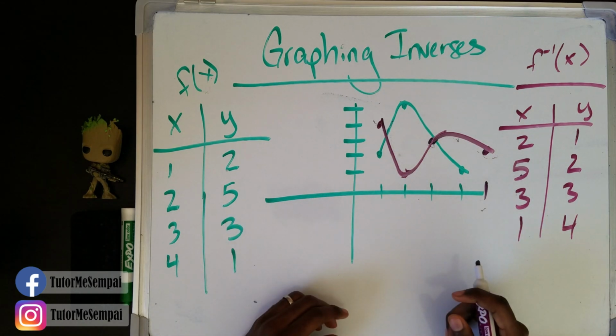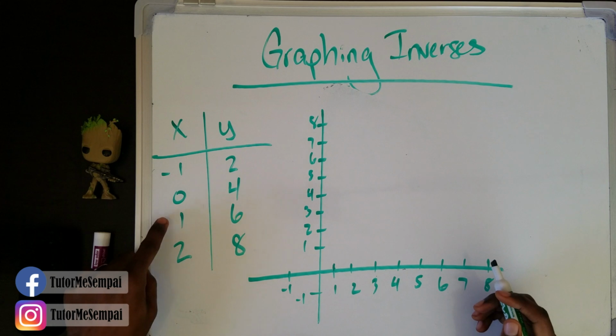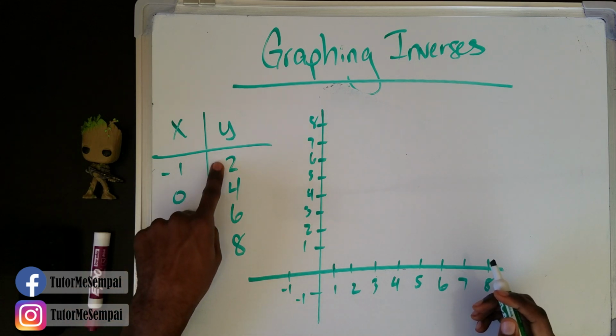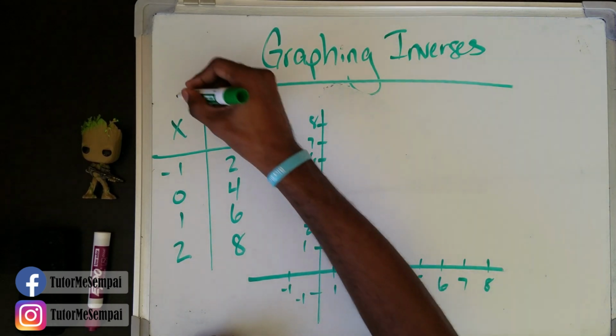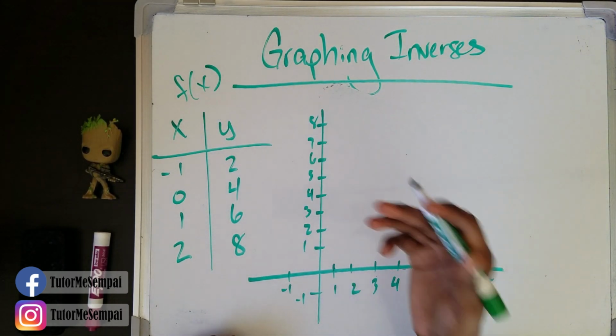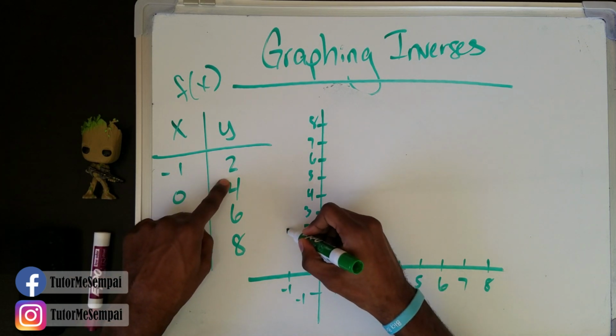Let's look at another example here. Let's say you have this function here. X is -1, 0, 1, and 2, while your y's are going to be 2, 4, 6, and 8. So let's graph those as they appear for the function f. So this is going to be our original function f. So we have (-1, 2). So we're going to be all the way up here.